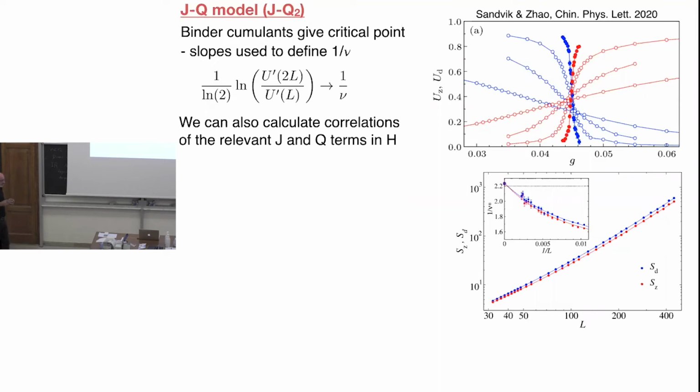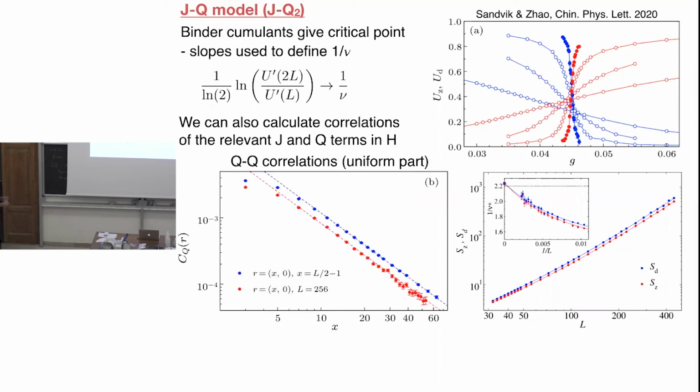But so it's not really true that it looks like the corrections are completely crazy or something like that. It looks like the corrections are significant, but not crazy. Okay, but the point of this paper here was to try this energy-energy correlator. So in this case, we can look at the correlation function of the Q term.